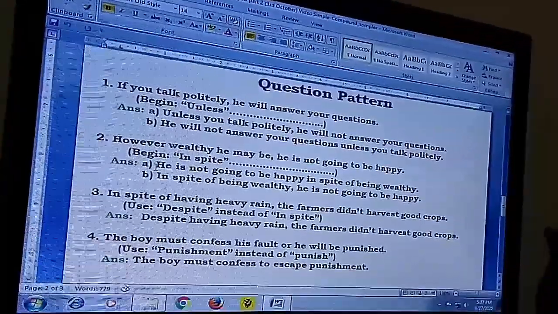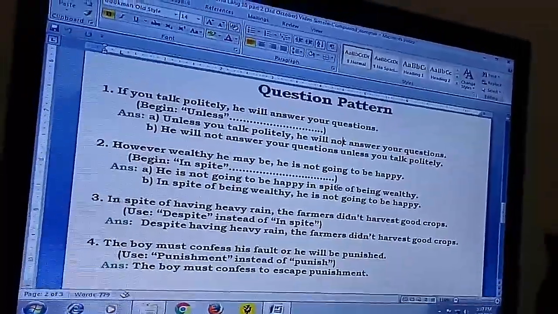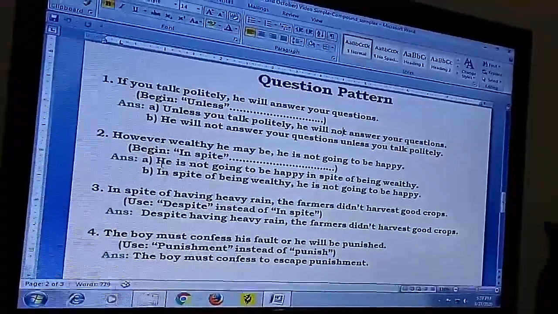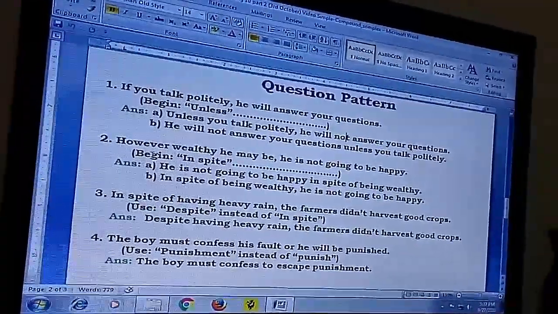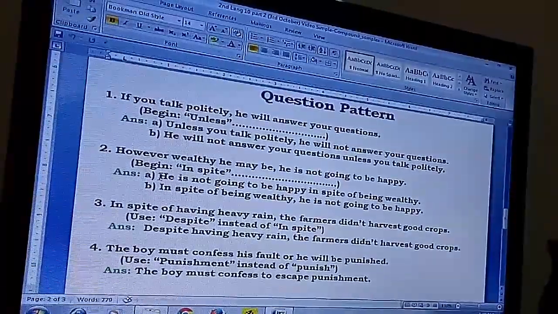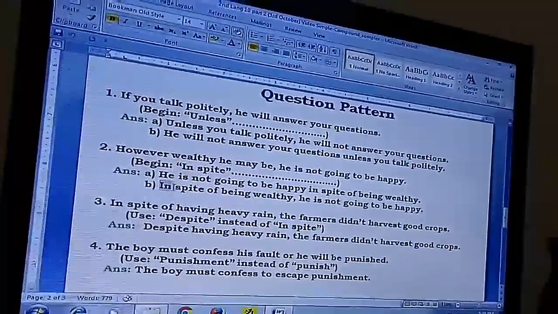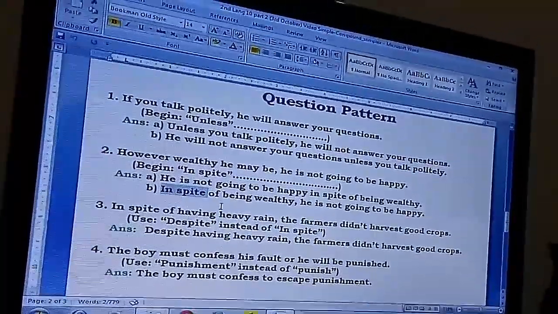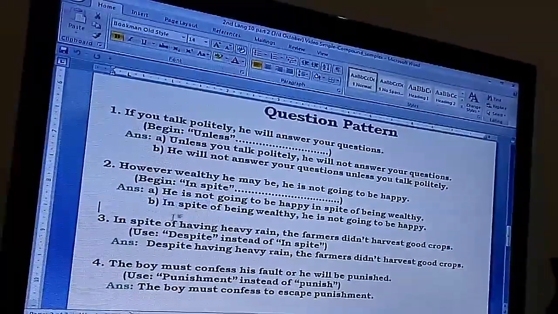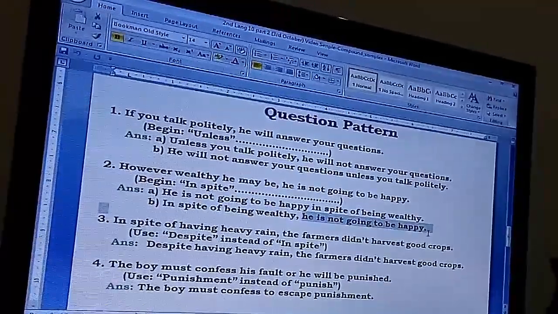Next example. However wealthy he may be, he is not going to be happy. Begin in spite. Again we said begin in spite. Suppose the question was use in spite, then two answers are possible. So again, begin in spite, the answer is number B, which they are asking in the question. So therefore your answer is, in spite of being wealthy, he is not going to be happy.